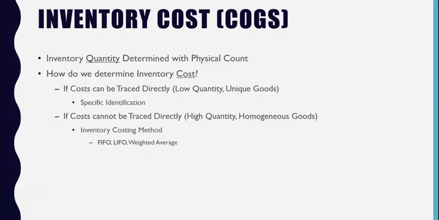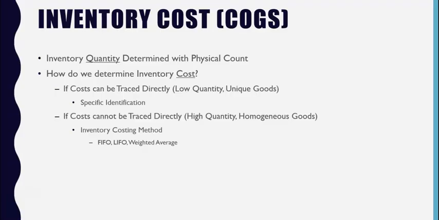For example, a car lot. Cars on a car lot can be identified specifically by VIN number, vehicle identification number. It's a unique number for each car. The merchandiser is a car lot. They know exactly which cars were sold and which ones are still left on the lot.